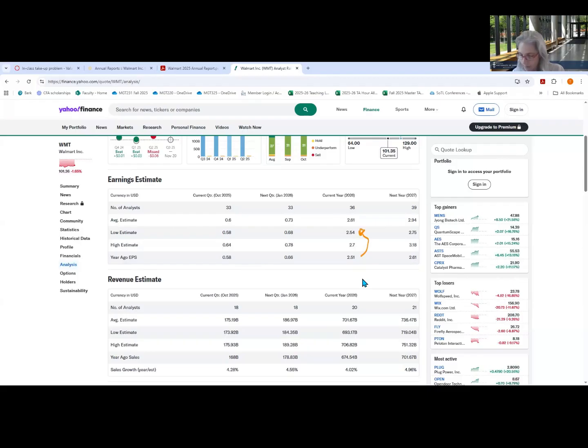But I wanted to use the forward earnings for 2027. So 2026, their year end is January, so we're almost all the way through that year. So I wanted to go forward. So I used the 275 in the valuation.